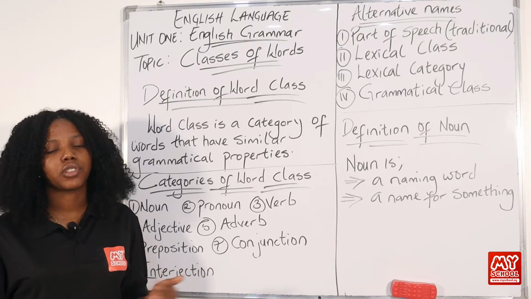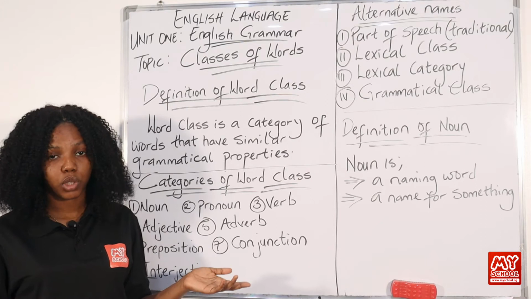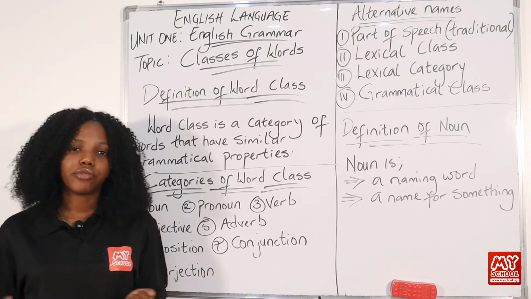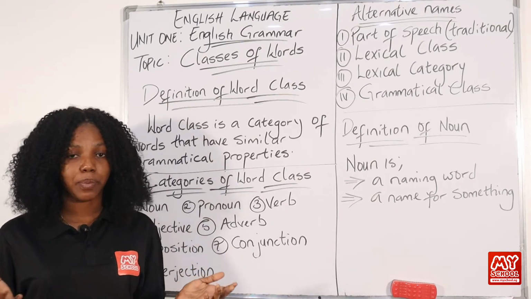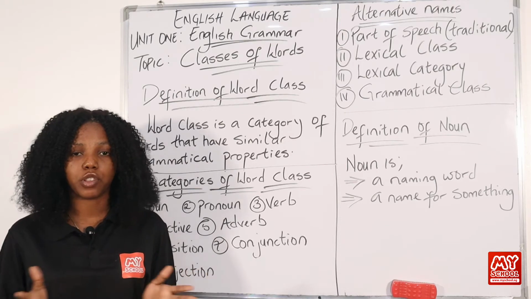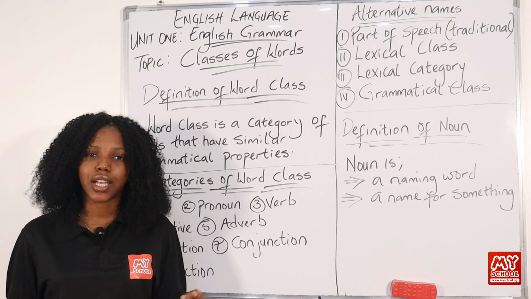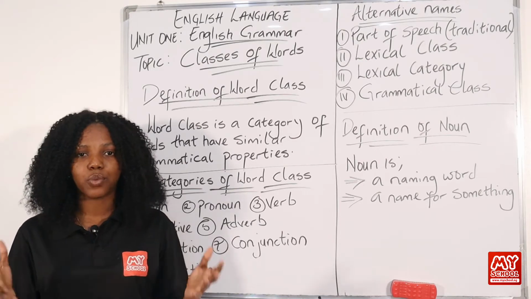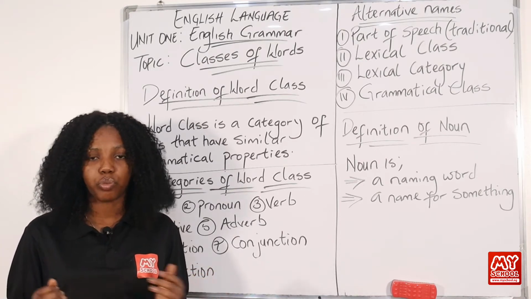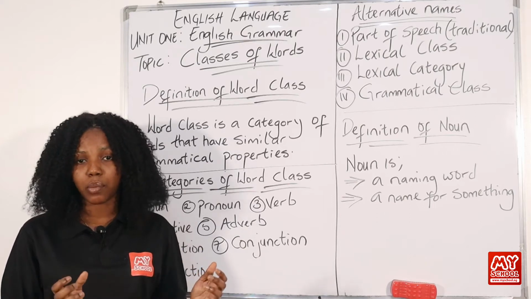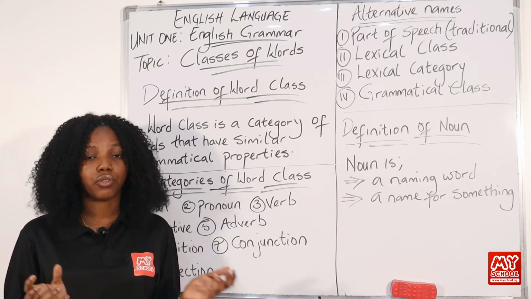Now let's begin with the first objective, which is the definition of word class. In traditional grammar, word class is also known as part of speech, and it is referred to as part of speech by traditional grammarians. Part of speech is a category of words, and these words have similar grammatical properties. So they have similar grammatical function, similar grammatical features.